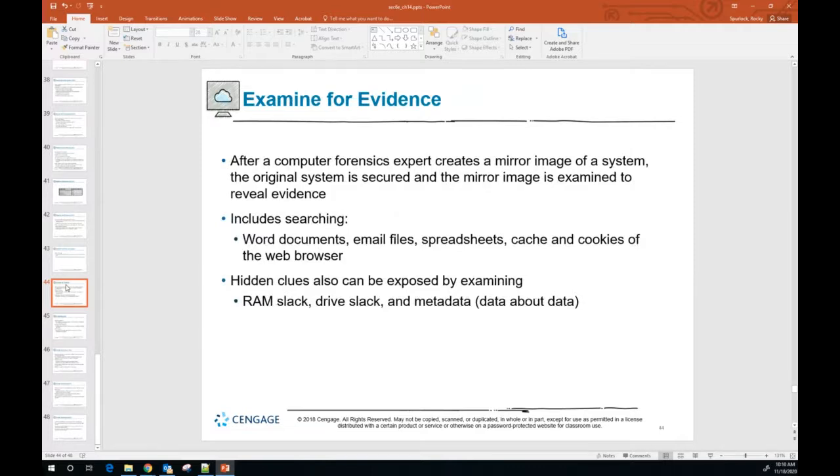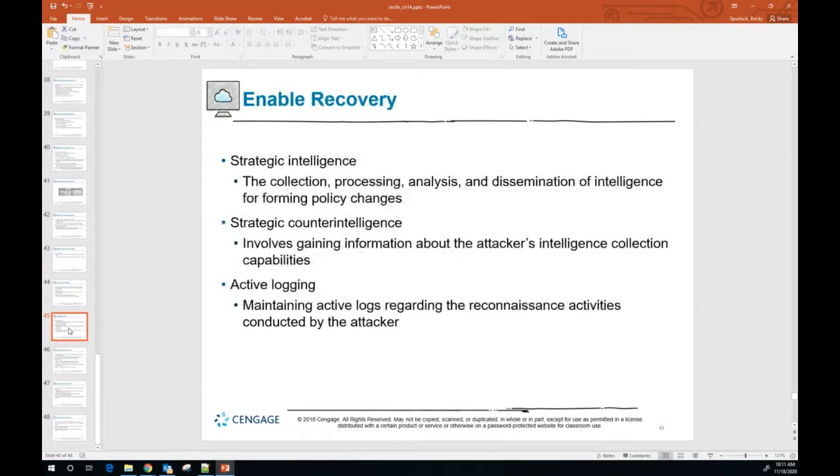After this, you start examining for evidence. So after you create the mirror image of the system, the original system is secured, and the mirror image is what's going to be used to look for real evidence. These include searches through Word documents, email files, spreadsheets, cache, and cookies of the web browser. You can also find hidden clues by examining the RAM slack, drive slack, or metadata. That's the data about the data.